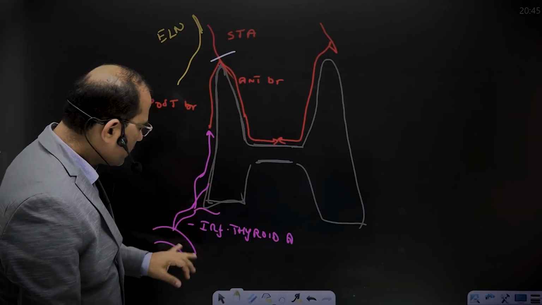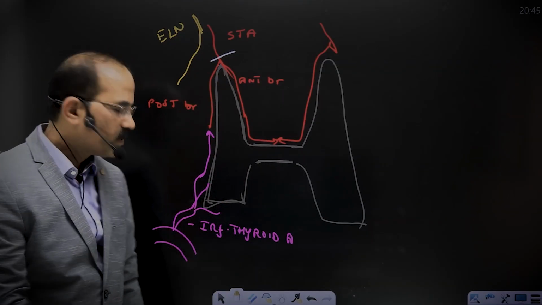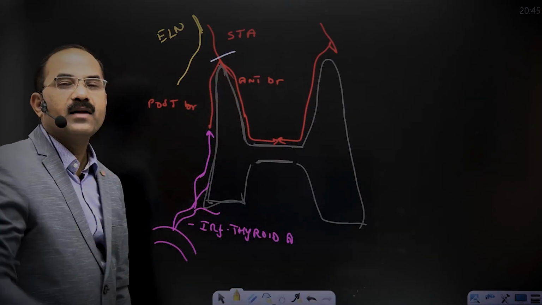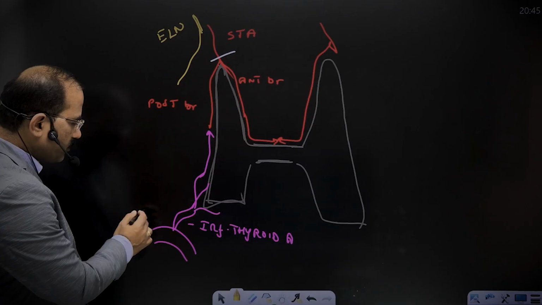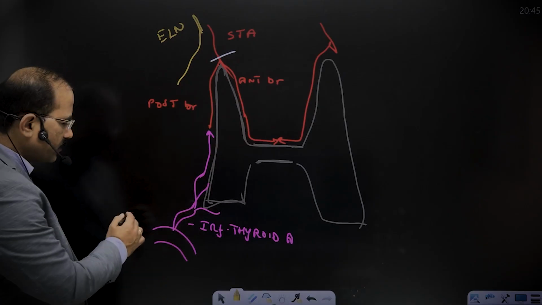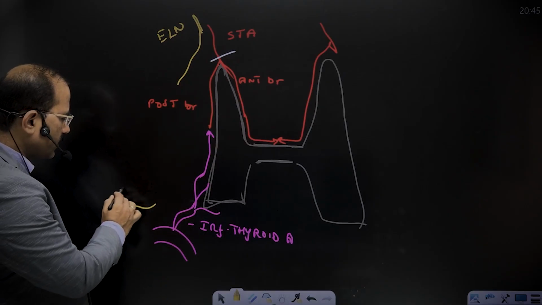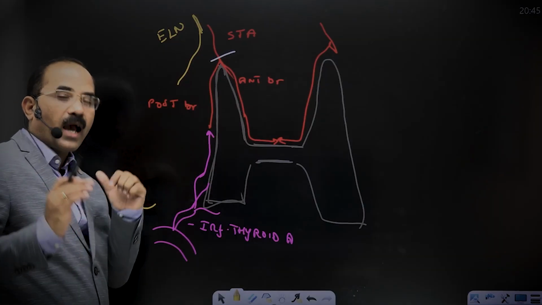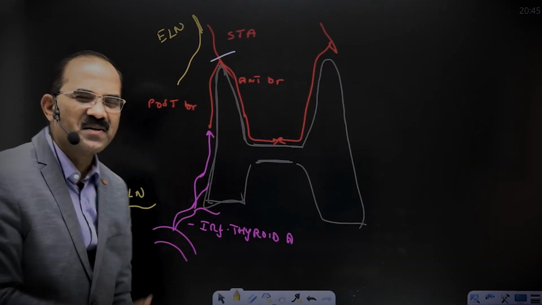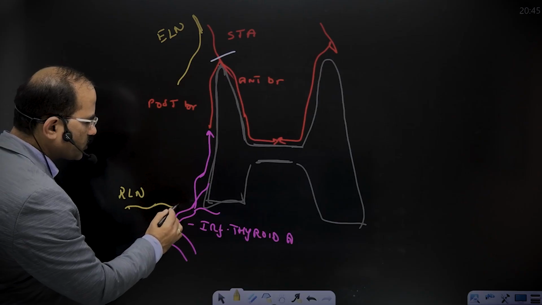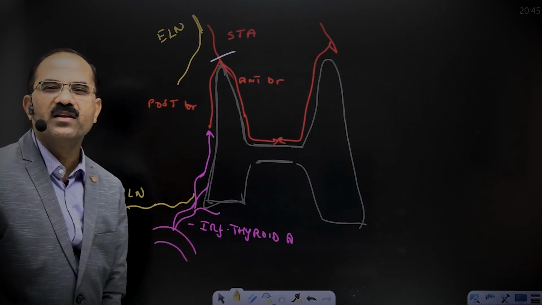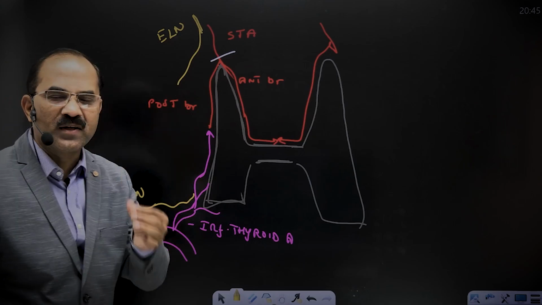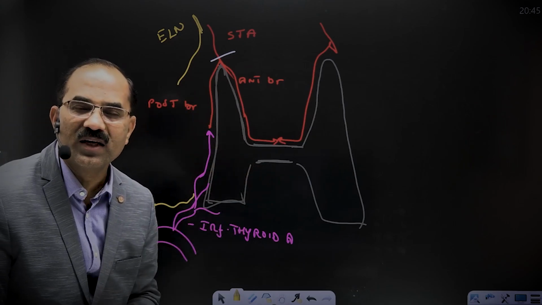And there's a nerve which goes with the inferior thyroid artery. What is this nerve? That's the recurrent laryngeal nerve. As we go away from the gland, they are far away from each other. As we come close to the gland, the recurrent laryngeal nerve comes very close to the inferior thyroid artery.